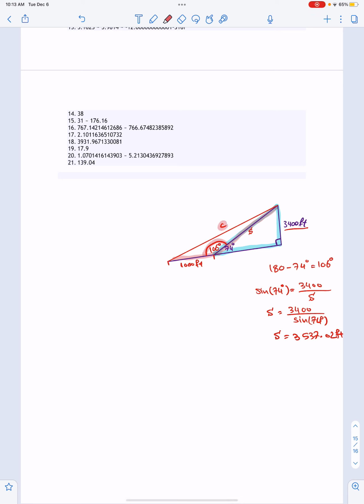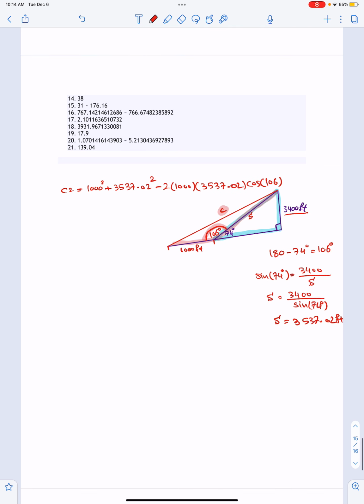So in order to find C, I'm going to use the law of cosines. C squared equals 1,000 squared plus S squared, which is 3,537.02 squared, minus 2 times 1,000 times S, which is 3,537.02, times cosine 106.